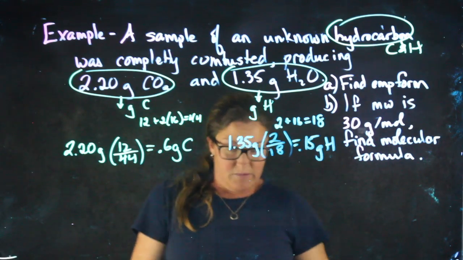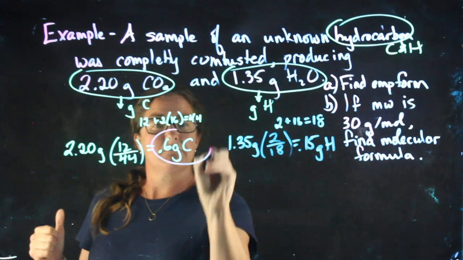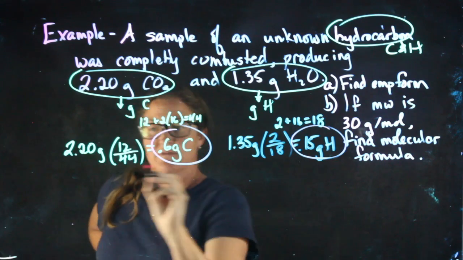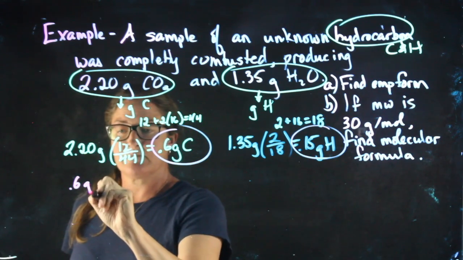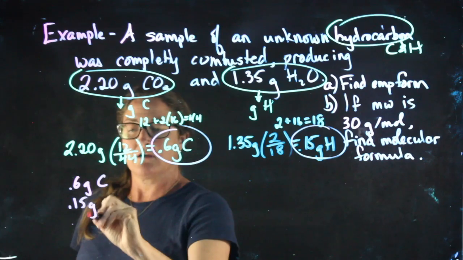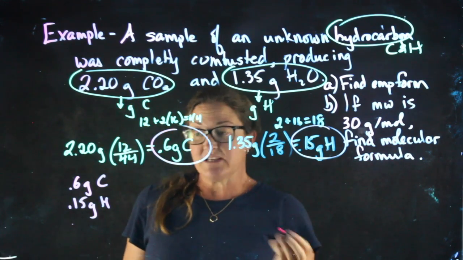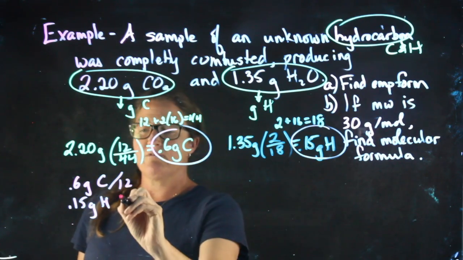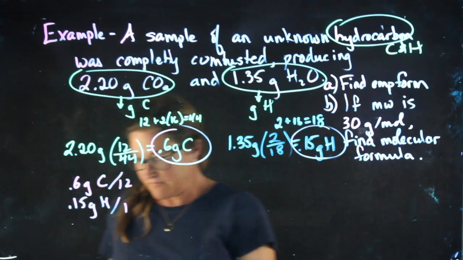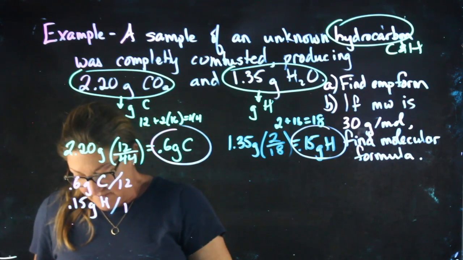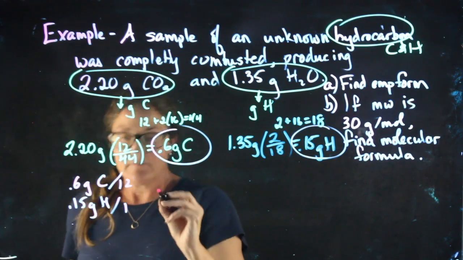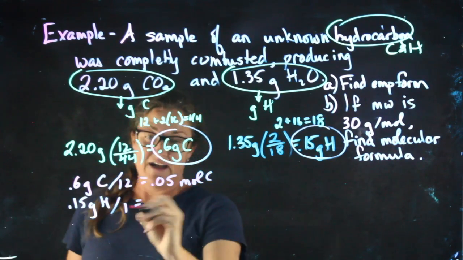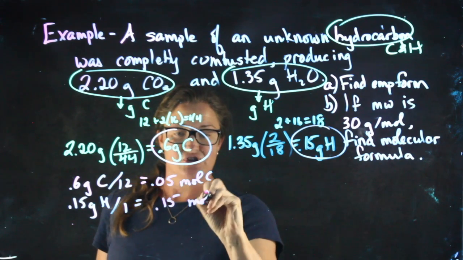Now I can do an empirical formula problem. I'll use this number and this number to approach it. So I start off with grams of each. We divide by molecular weight to get moles of each. So 0.6 divided by the molecular weight of carbon, 0.15 divided by the molecular weight of hydrogen. 0.6 divided by 12 is 0.05 moles of C. 0.15 divided by 1 is 0.15 moles of H.